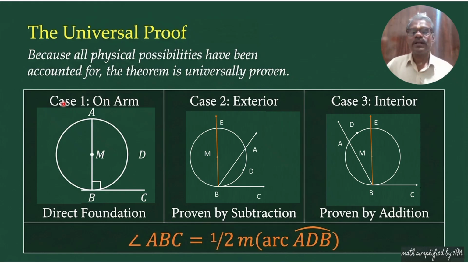Let us recall. Case 1, on arm, we have direct foundation. Case 2, center is exterior of the angle. We proved by subtraction of arcs. Case 3, center is interior of the angle. We proved it by addition of the arcs. In each case, angle ABC is equal to 1/2 the measure of arc ADB.